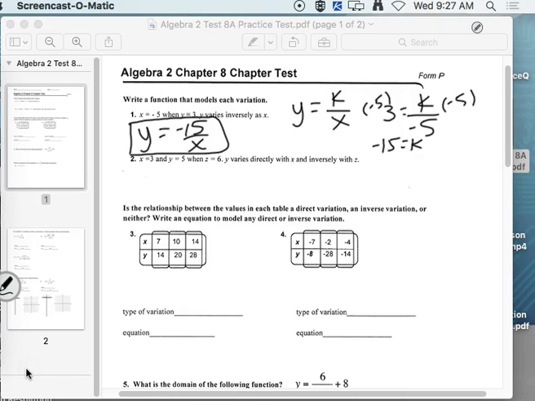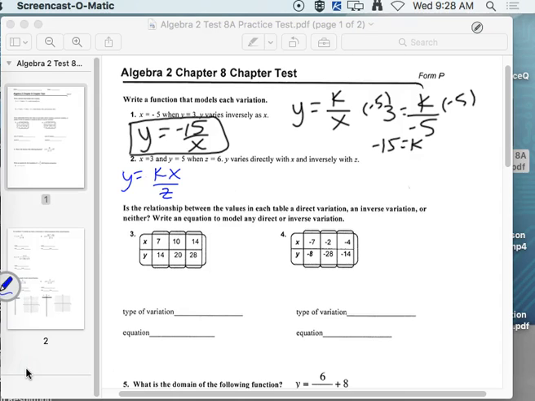All right, let's see. Number 2 says, x equals 3 and y equals 5 when z equals 6. Oh, we've got more. Y varies directly with x. What does that mean? Multiplication. Y varies directly with x, inversely with z. Divide by z. So we've got more to keep track of in this one, right?